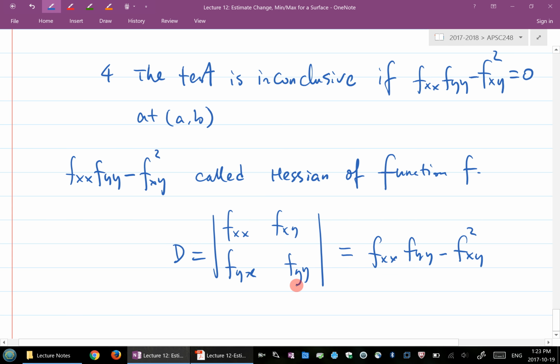You don't have to remember this, but it is actually quite an important matrix. In mathematics, there are two important matrices: the Jacobian matrix and the Hessian matrix. The Jacobian matrix involves the first partial derivatives, and the Hessian matrix involves the second partial derivatives, which is what I show here.